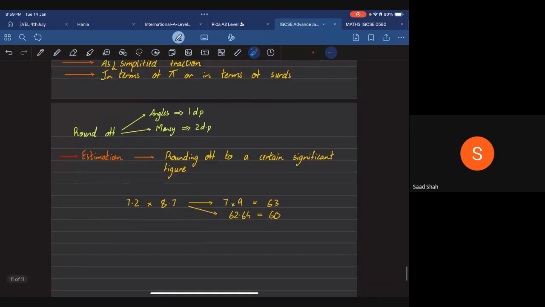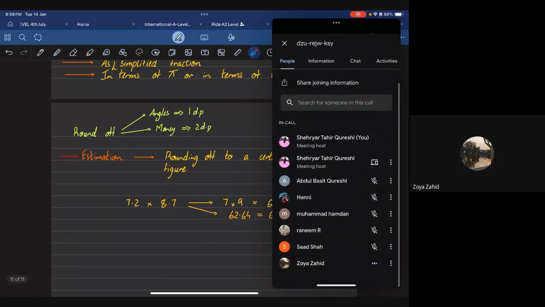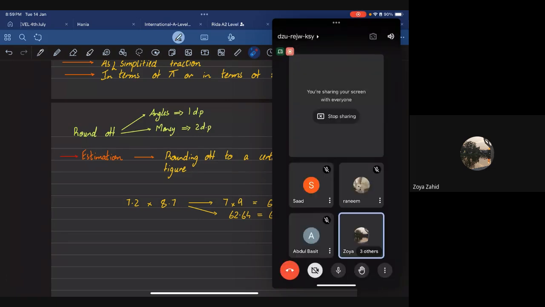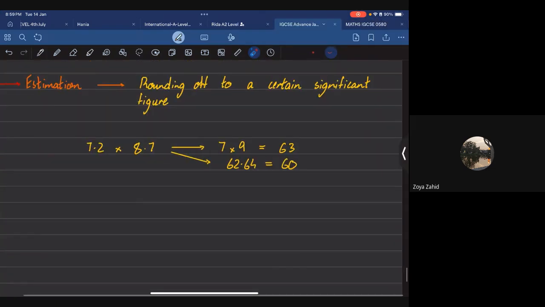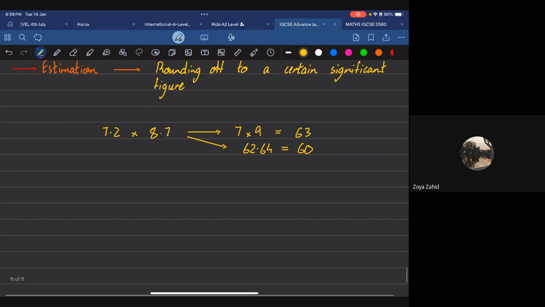Yes, people? Sir? Yes, Zoya? So, for example, I have a number that's 7.4. If I rounded off, sorry, estimated it to like 8, will they mark it wrong? Yes, it will. Because Zoya, why are you rounding it off to 8? You need to round it off to a 7.